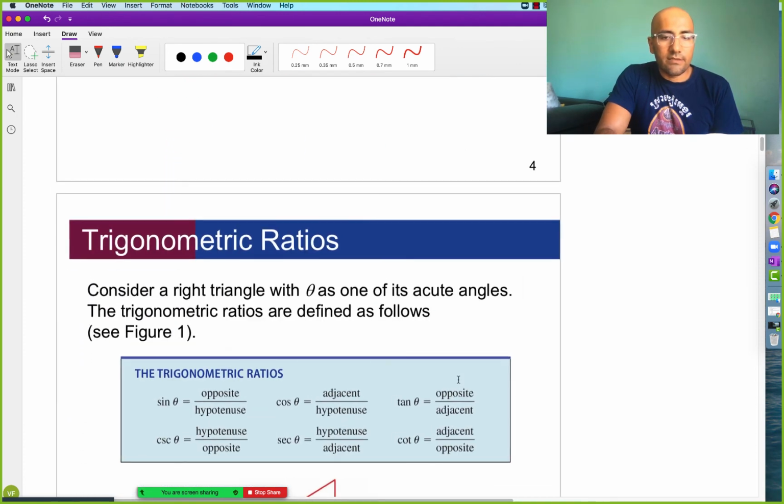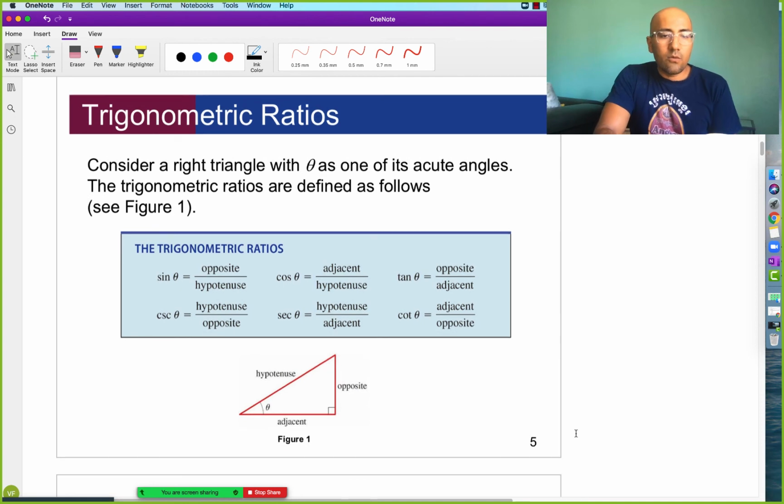So this is usually what sine is defined to be for people. Consider a right triangle with angle theta, one of its acute angles. The trigonometric ratios are defined this way. So sine of theta is opposite over hypotenuse, cosine of theta is adjacent over hypotenuse, tangent of theta is opposite over adjacent, cosecant of theta is hypotenuse over opposite, secant of theta is hypotenuse over adjacent, and cotangent of theta is adjacent over opposite, right?